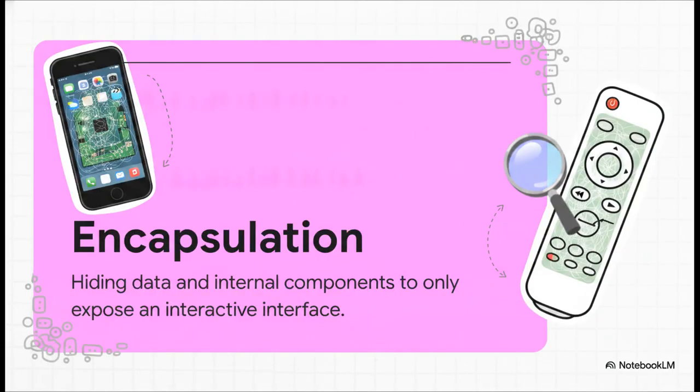Let's kick things off with encapsulation. Just think about your smartphone, or even a basic TV remote. Encapsulation is basically the practice of hiding all that complex, messy data and those internal components, the signaling circuits and motherboards, inside a neat little plastic box. We really don't want the user messing with the raw circuits. Instead, we encapsulate all of that and just expose a few simple buttons or a touchscreen. We pack the data safely away and only give you the interface you actually need to get the job done.